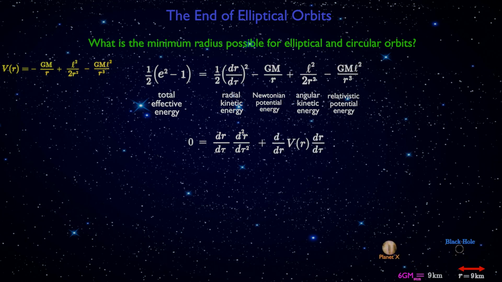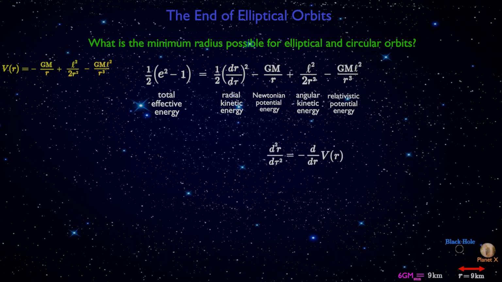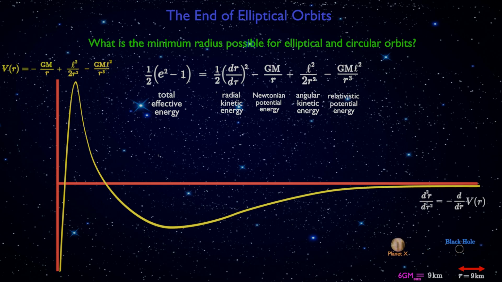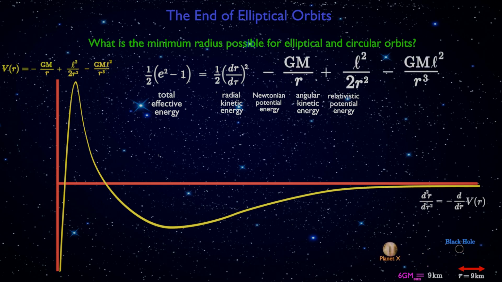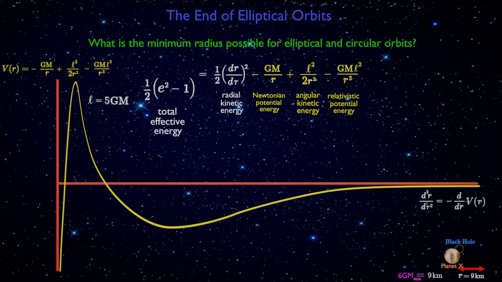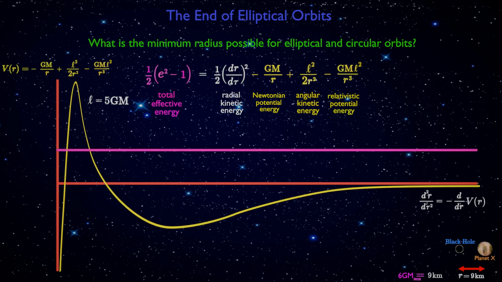The dr by dtaus cancel, and we see that the acceleration of the orbiting planet in the radial direction is equal to the negative of the slope of V(r). Let's graph this function V(r) and see what it looks like. We have graphed the function V(r) for an L value of 5 GM. Let's also put the total effective energy on the graph. I have used a constant value of about 0.05 for the total effective energy.